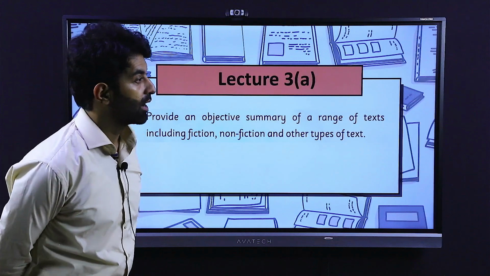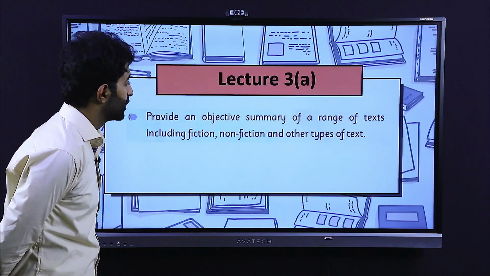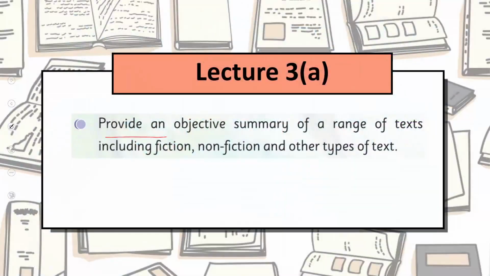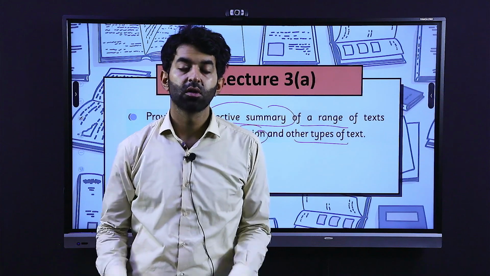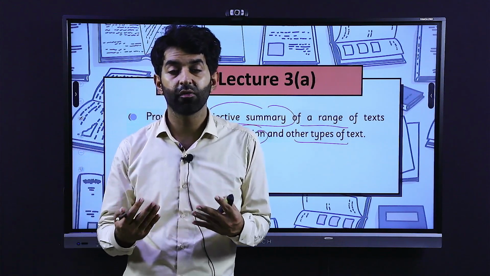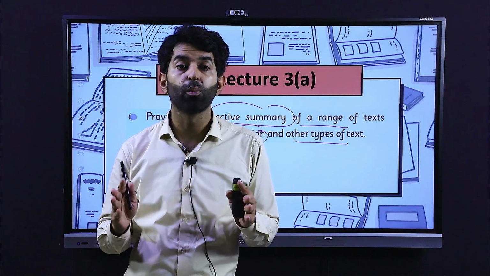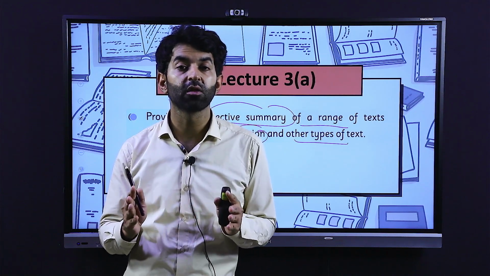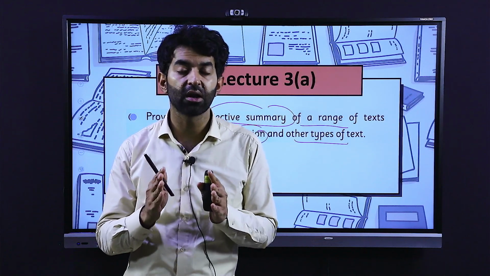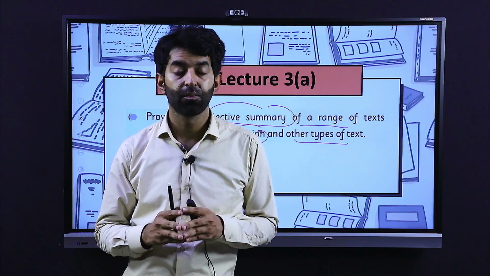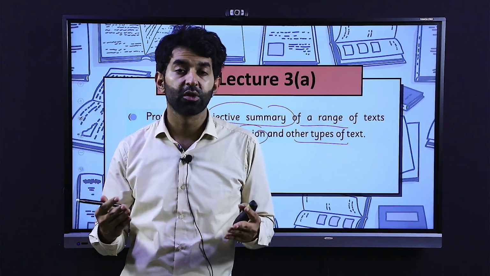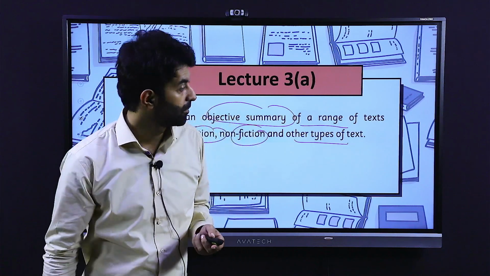We have our lecture number 3A, where we will be talking about providing an objective summary of a range of texts, including fiction, non-fiction, and other types of text. Summary skills are very important, students. This tells us about our understanding of what we are reading. Here we will talk about writing an objective summary, which is free of any opinions. We will see how we can write a summary and how we can understand it, so that we can write them better in the writing competency.